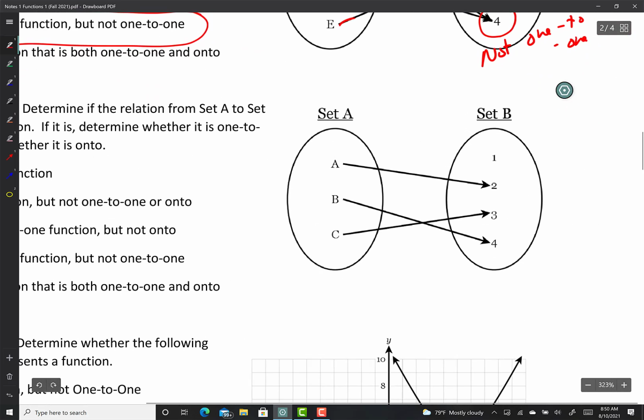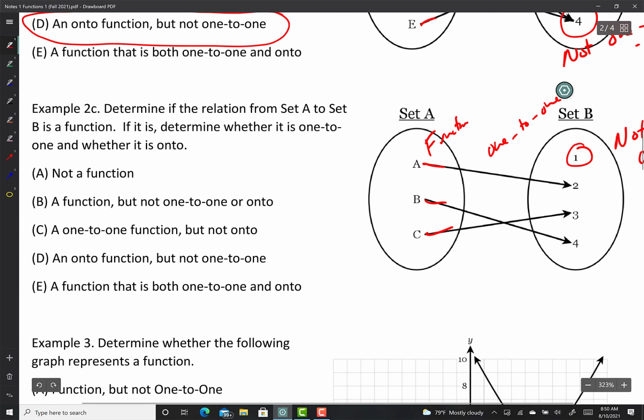Let's go to C. I see there's an element of B that is not being used, so this is not onto. Cool or not cool? A, B, C. Yep, one arrow comes out of each of them, and it goes into one specific element of set B. So this is definitely a function. It is one-to-one, but it is not onto. So which one is that? There it is.